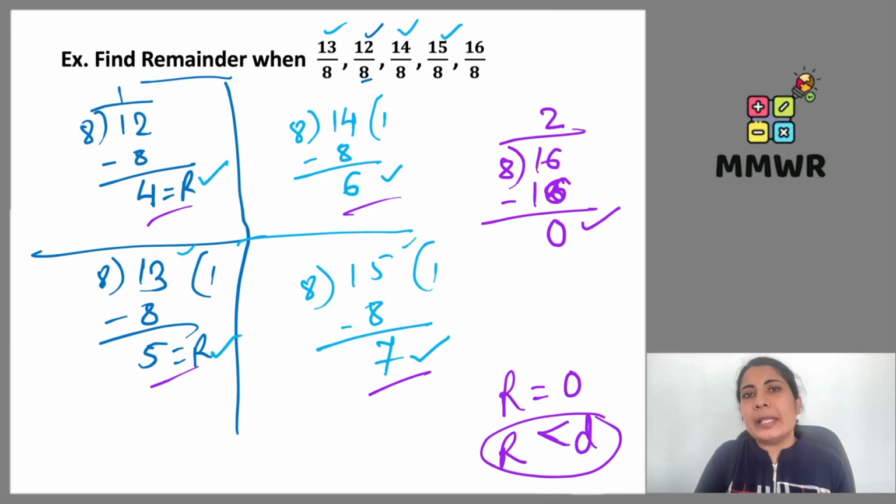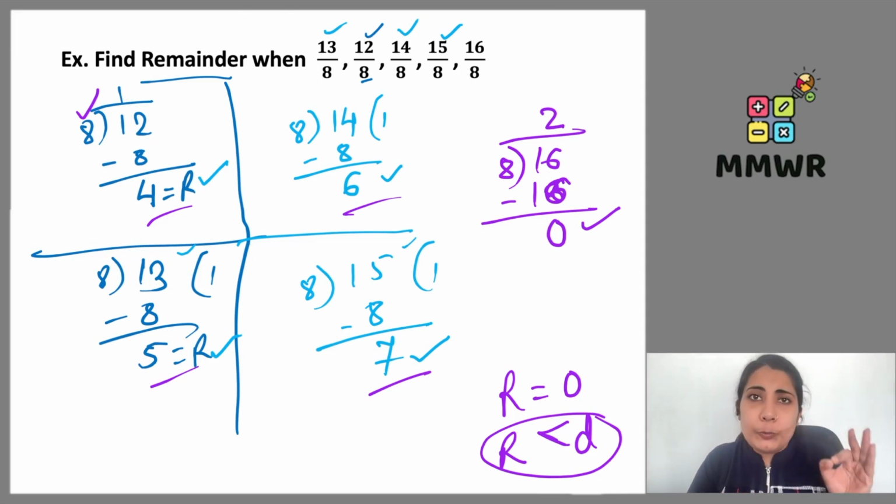8 can never be a remainder. Why? Because the divisor itself is 8. So the value of the remainder can never be greater than or equal to the divisor.